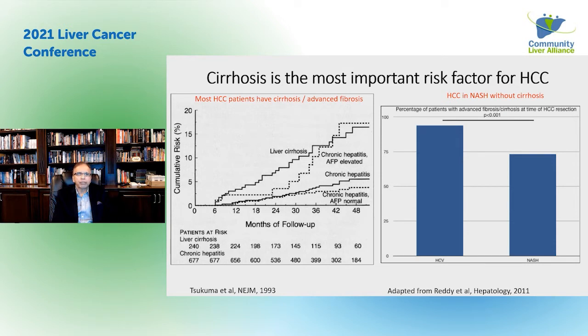at the highest risk, which is not surprising. While those with just chronic hepatitis had a much lower risk. So indicative of liver cirrhosis being the most important risk factor for HCC.